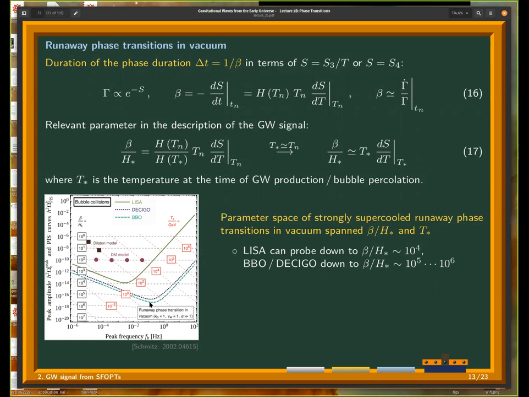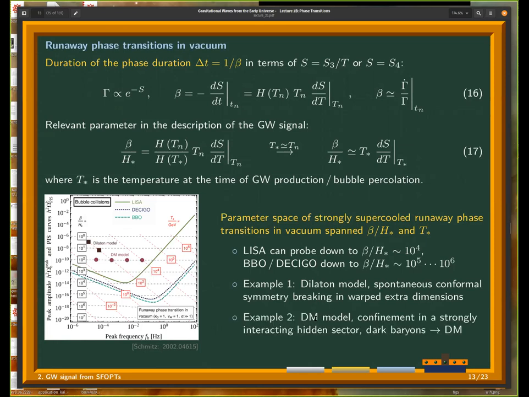So even faster phase transitions that last a shorter period. And I also show the prediction of different particle physics models. I don't have time to go into the details here, but these are models discussed by the LISA Cosmology Working Group in their review papers. There's a dilaton model, which gives a very strong phase transition. So this can be clearly probed by LISA and the other experiments.